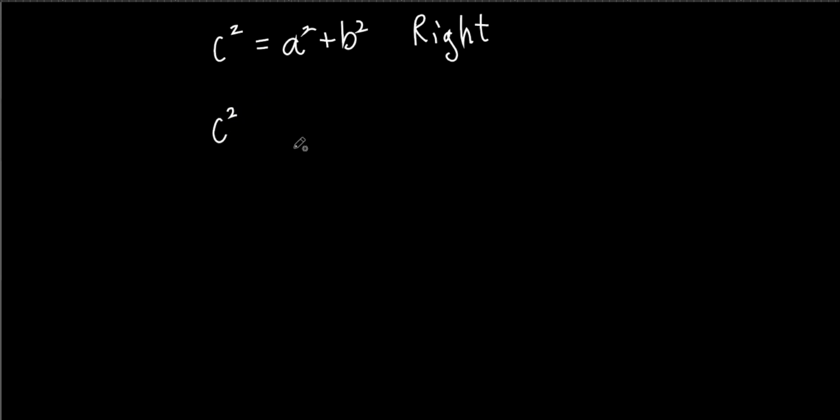So if I take c squared, and if c squared is bigger than a squared plus b squared, what do we know about angles that are bigger than 90? They're obtuse. So if you take the longest side and square it, and if it's bigger than the other two sides squared and added up, then what kind of a triangle is this? An obtuse triangle. Okay? So if they're equal, it's a right triangle. If c squared is greater than a squared plus b squared, it's an obtuse triangle.